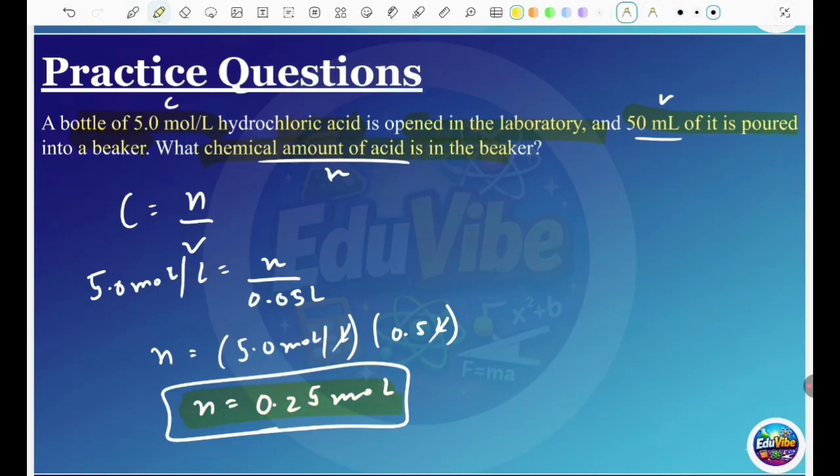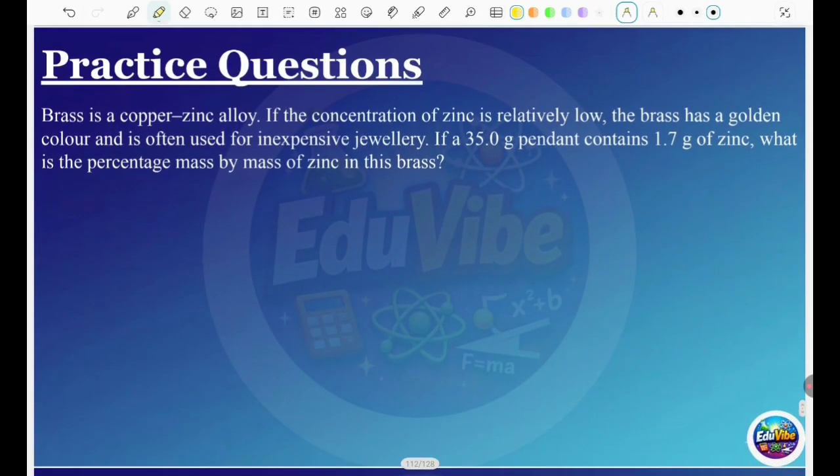Two significant figures, that's your answer. They may ask for V also, but then they mention you have to find the V in milliliters. So at the end you have to convert this. First you go with the liters, and at the end you convert into milliliters. So that's the concentration part, and let's do the next question.